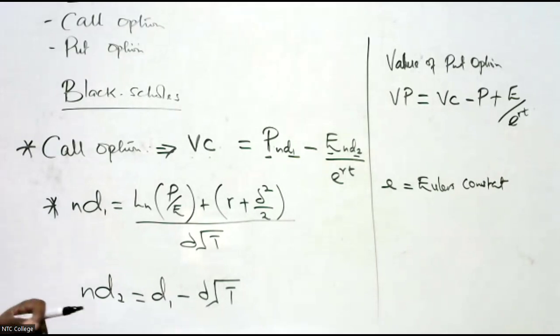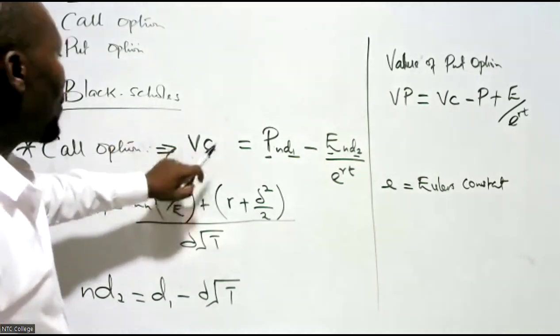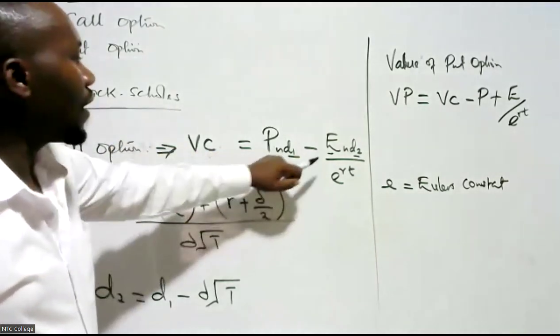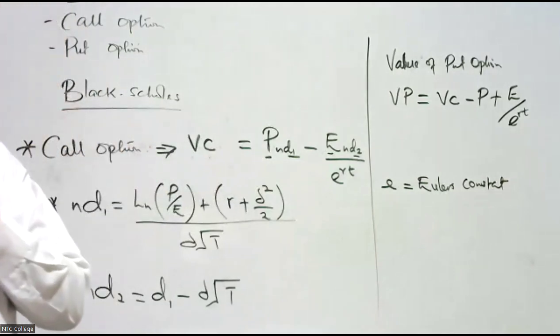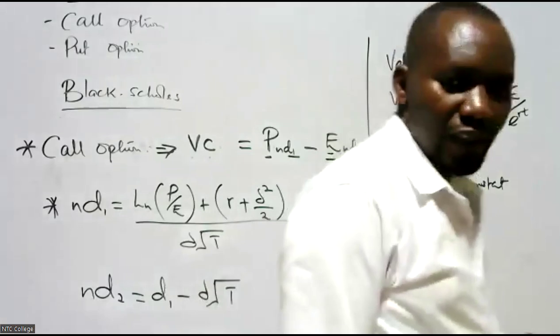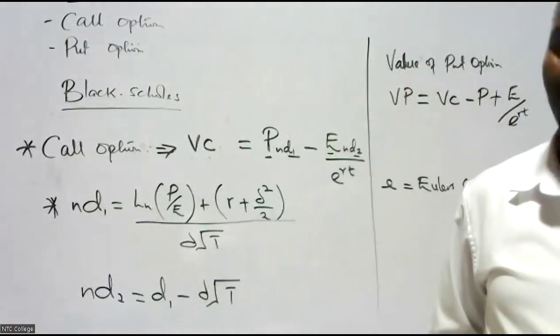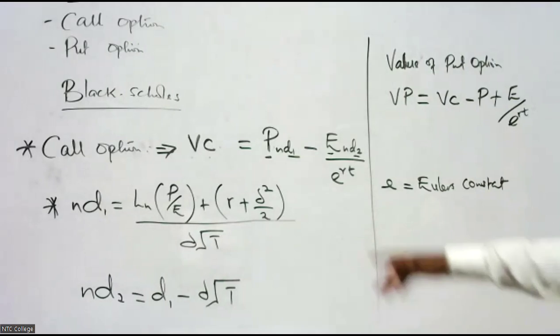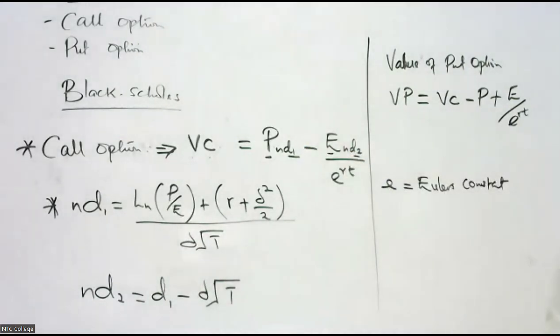Now, from the example that we did yesterday, you remember we were having P somewhere, we also have E. What does E represent? From what you had yesterday, what does E represent? Exercise price, that is what you say. E was exercise price, and then P.